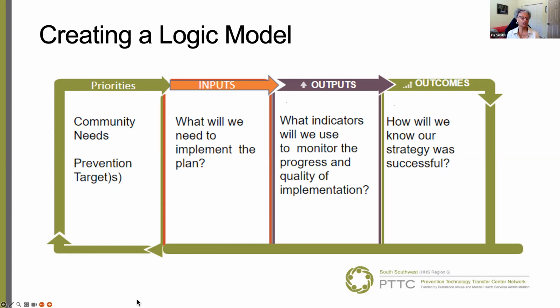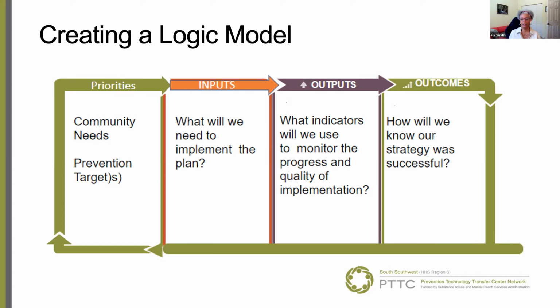Generally, we start with what the community needs, and selecting those prevention targets. Where do we want to put our energy and our focus? Our inputs are the things that we'll need in order to make this plan happen. I know that you all are very experienced in doing that, whether it's people or resources or formal agreements with other agencies, whatever those things are. It's important to think those through early in the planning process, because you don't want to get halfway through and suddenly realize, oh my gosh, I should have done, you know, shoulda, coulda, woulda kind of thing.